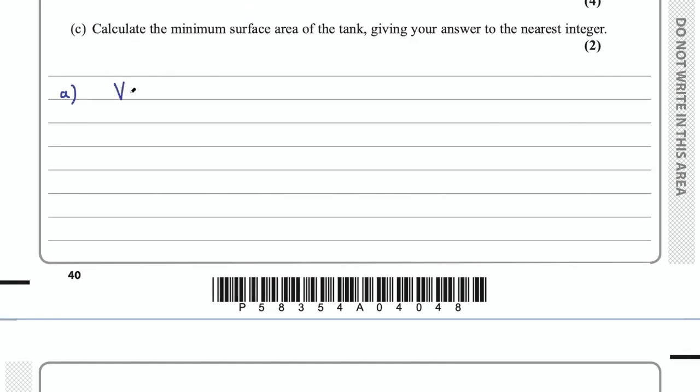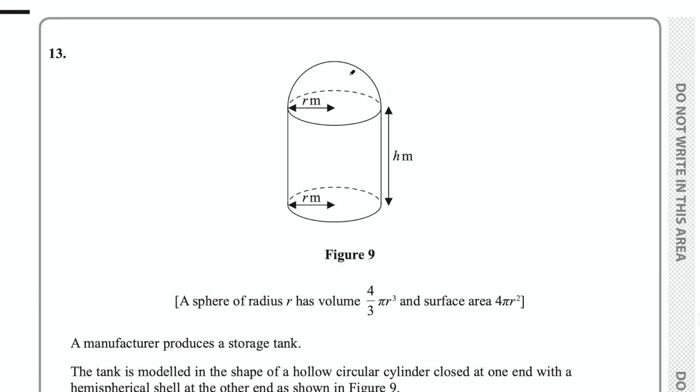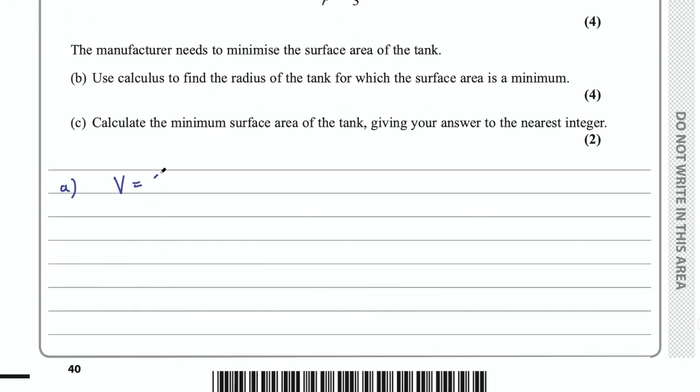So volume is equal to, well, let's have a look at this shape. We're going to have half a sphere of volume plus the volume of the cylinder. The volume of the sphere, they tell us, is 4 on 3 pi r cubed, but we've got a hemisphere, so it's going to be half of that. Half of 4 on 3 is 2 on 3. So we'll have 2 on 3 pi r cubed for the hemisphere.